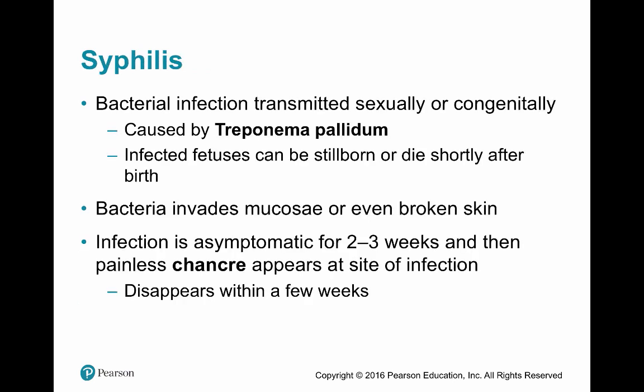Syphilis is a bacterial infection transmitted sexually or congenitally. It's caused by Treponema pallidum, and it can infect a fetus. An infected fetus can be stillborn or die shortly after birth. The bacteria invades the mucosa or even broken skin. Infection is asymptomatic, which means you have no symptoms for 2 to 3 weeks, and then painless chancres appear at the site of infection, but they can disappear within a few days.